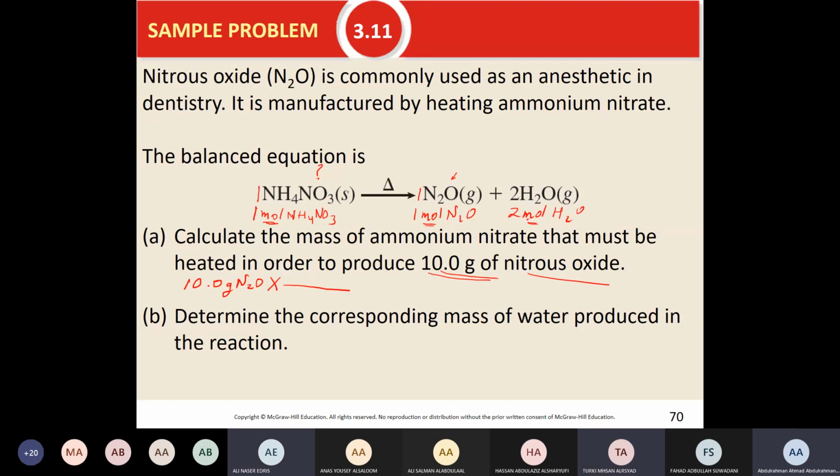How? By dividing 10 gram over the molar mass. Exactly. That's the molar mass of N2O. Don't forget that. Nitrogen is 14.01, and then oxygen is 16.00. It's 44.02. And then after that, calculate how many moles. Give me an answer.